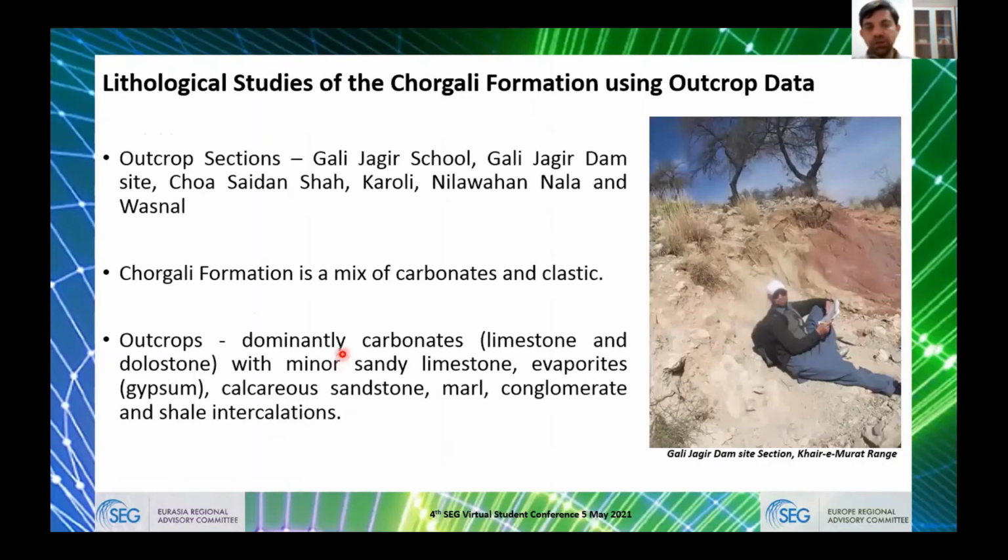Now, lithological studies of the Chorgali Formation using outcrop data. Six outcrop sections have been studied, including Gali Jagir School section, Gali Jagir Dam site, Chua Saidan Shah, Karuli, New Lawa, Nala, and Versanal. The overall generalized lithology of the Chorgali Formation is a mix of carbonates and clastics. On the outcrop, it is dominantly carbonate consisting of limestone and dolostone with minor sandy limestone, evaporite, calcareous sandstone, marl, conglomerate, and shale intercalations.